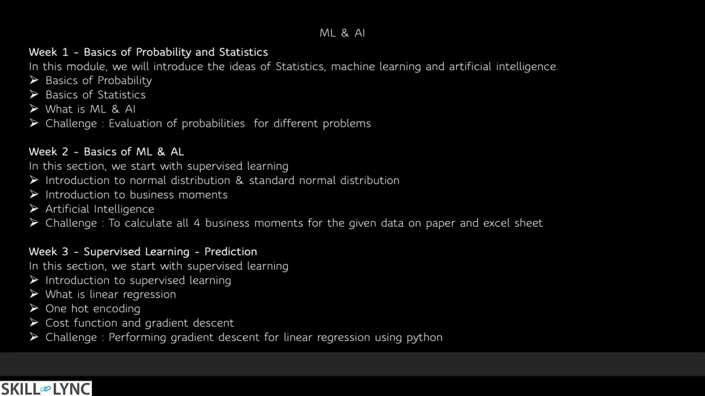And believe me, it's important. Probability and statistics is important for this course, because that's the basis of machine learning. Then we'll start with the basics of machine learning and AI. From the third week, we'll start the real predictions. As I already told, machine learning is all about predicting, right? So that is where we'll start.